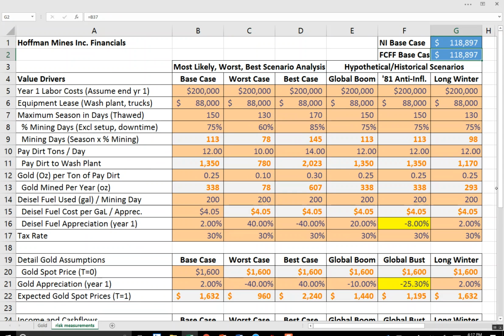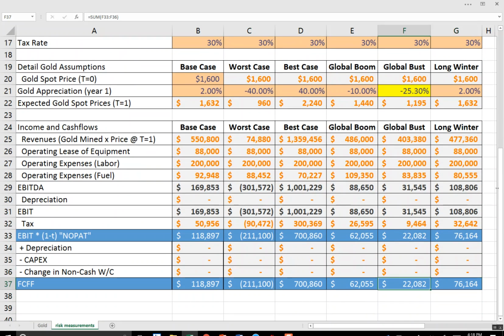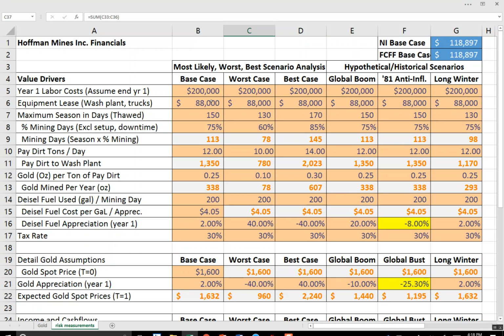And we look at another bad scenario, a long winter. If there were a long winter, we'd just have many fewer mining days, and you can see that our cash flows are a bit lower. So it's a good way of thinking about the possible ranges of outcomes. I expect, say, 118 here. The worst case is maybe 211, and the best case is $700,000, and these are some scenarios I should be worrying about. So this gives us a good idea of the risks of mining using Todd Hoffman's model of his gold mine in the Klondike.